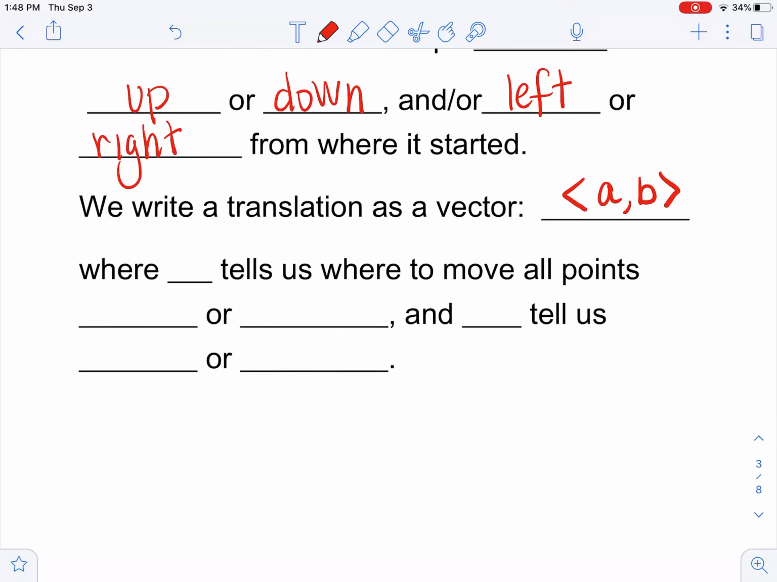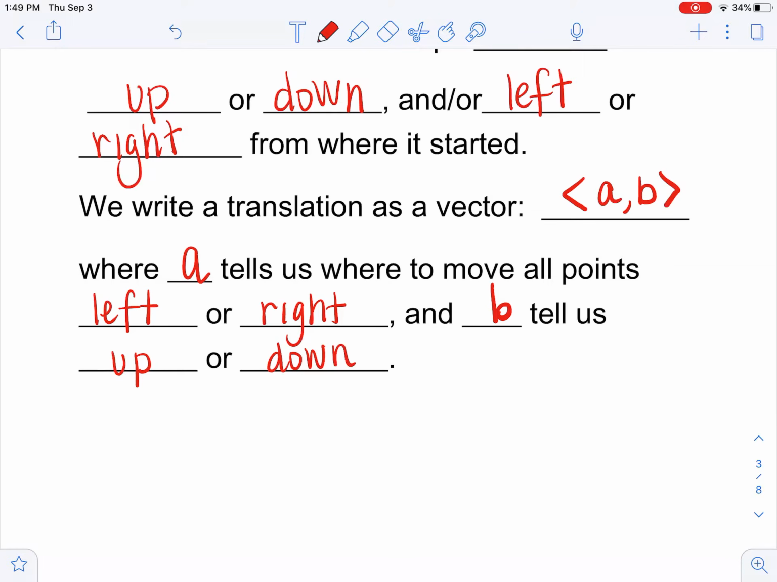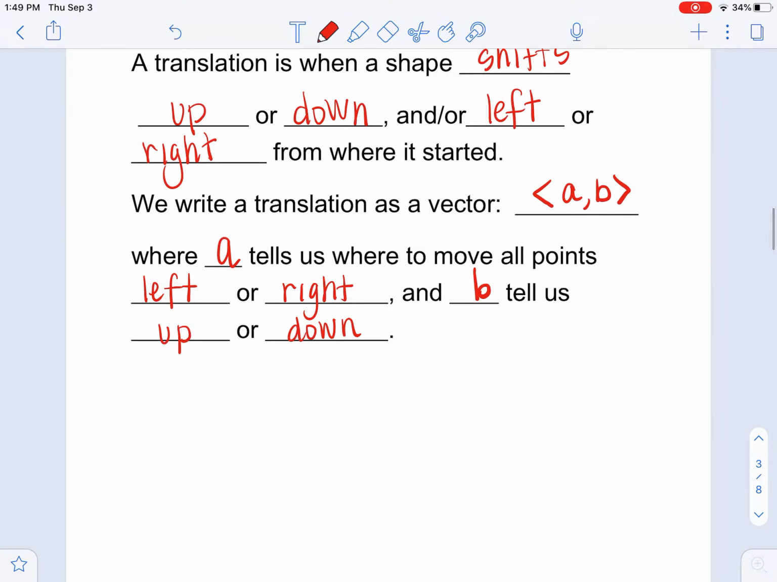Okay. So why do we write it like this? The A value, so if there was a 6 there, I'm just going to call it the A value for now, is going to tell us how to move our graph left or right. And the B value is going to tell us how to move our graph up or down. So for example, if you saw translate along the vector <-3, 2>, this means left 3 and this means up 2.